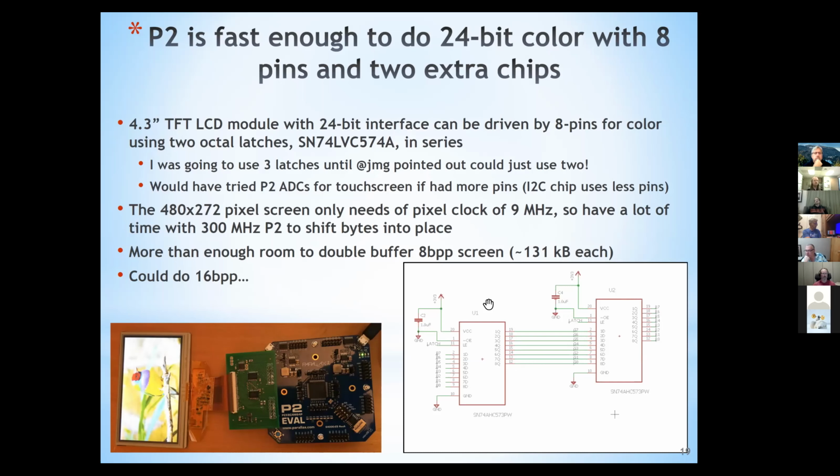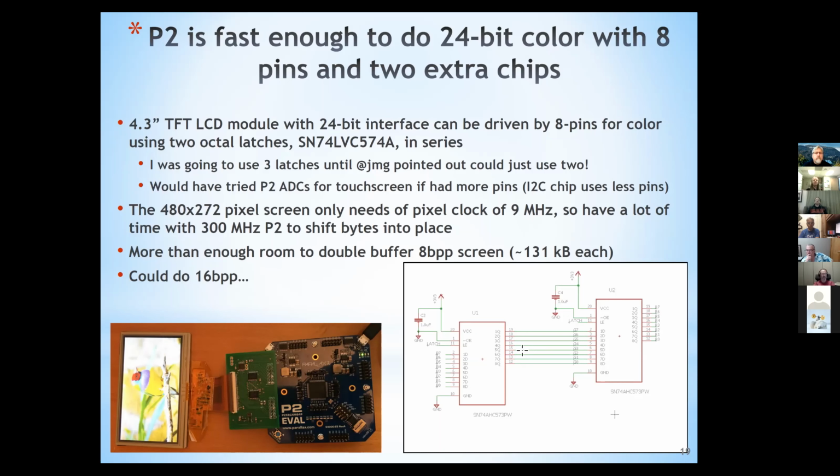So here's my little test setup. It's got 2 octal latches in there, and thanks to JMG on the forum for helping me out with this. This is kind of like a little FIFO. We're using 8 pins. We latch them into one chip, and then latch the next set of 8 bits into the second chip. So that gives us 24 bits going out to the screen. It's a neat trick to save pins, and it runs at full speed. So that's kind of nice.